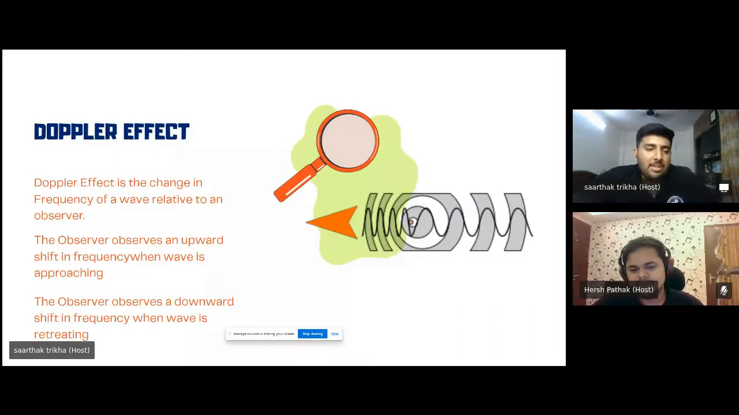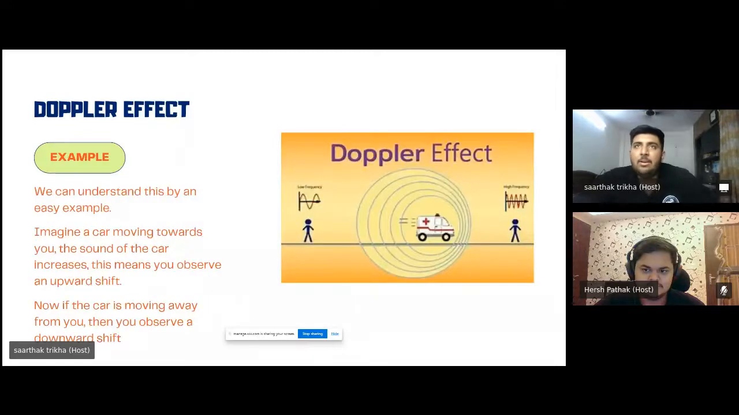So first, let's come to the basic Doppler effect, what it is. When any type of waves are approaching you or retreating from you, you face the Doppler effect. If a wave is approaching towards you, then you will face an upward shift, while if a wave is retreating from you, you will face a downward shift. So a basic example can be seen.